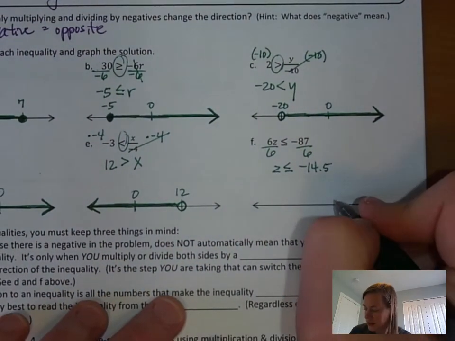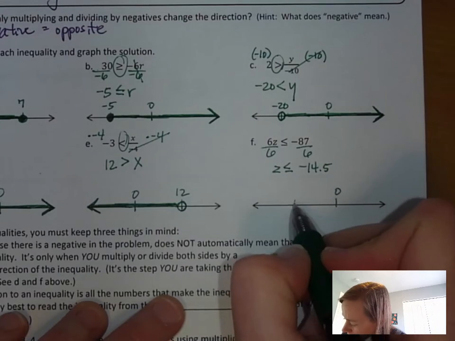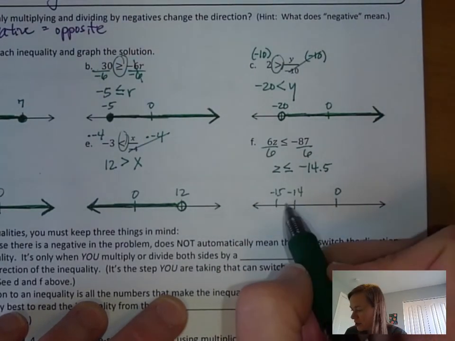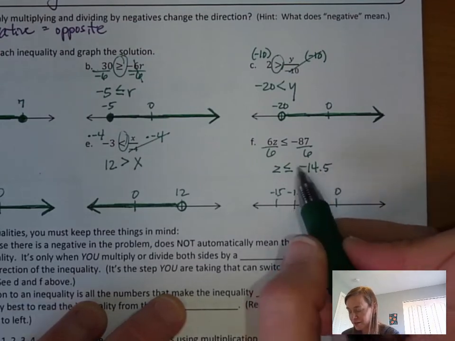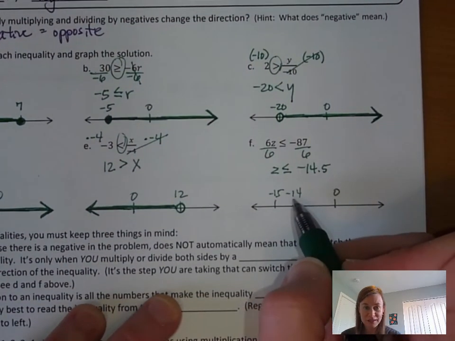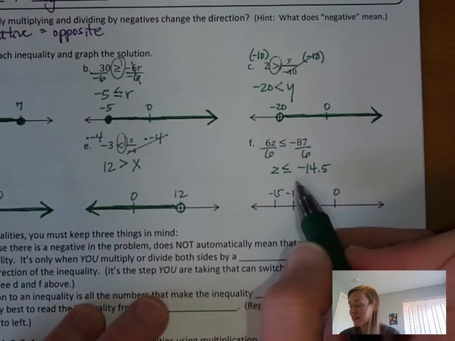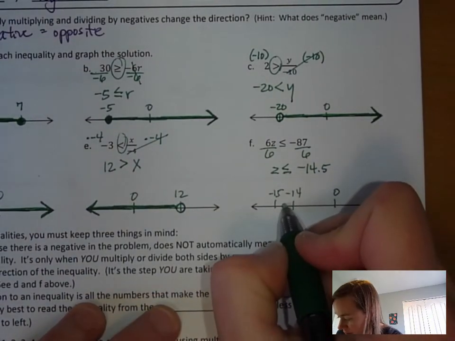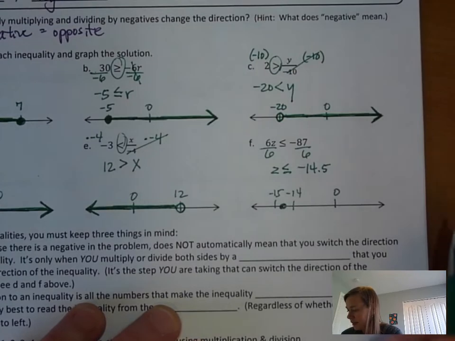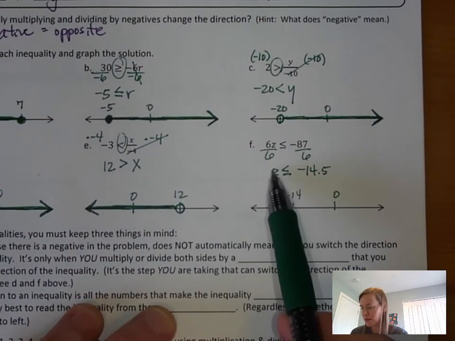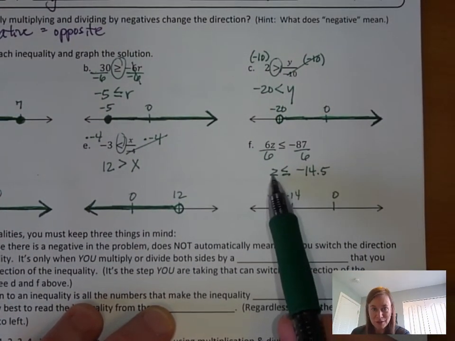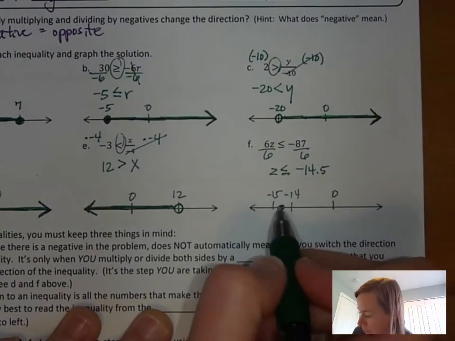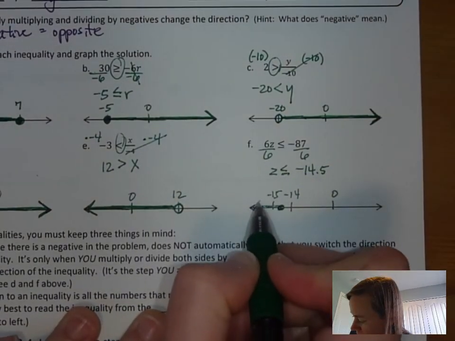Okay, so let's do our 0 here, and let's do negative 14 here and negative 15 here. I'm just going to put my dot in between, because negative 14.5 is halfway between negative 14 and negative 15. And it looks like I need to fill in the dot because of that line there. So there we go. And now let's read again. All the answers, the z, in other words, all the answers are less than negative 14.5. So we're going to draw towards the smaller numbers.